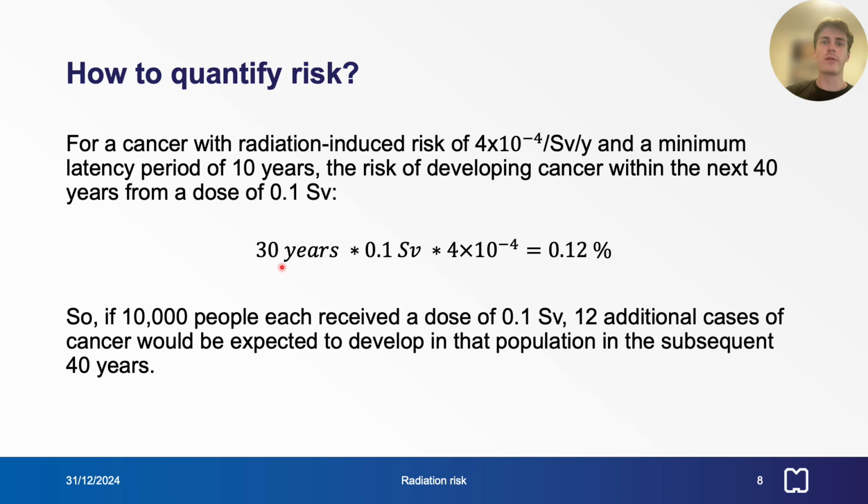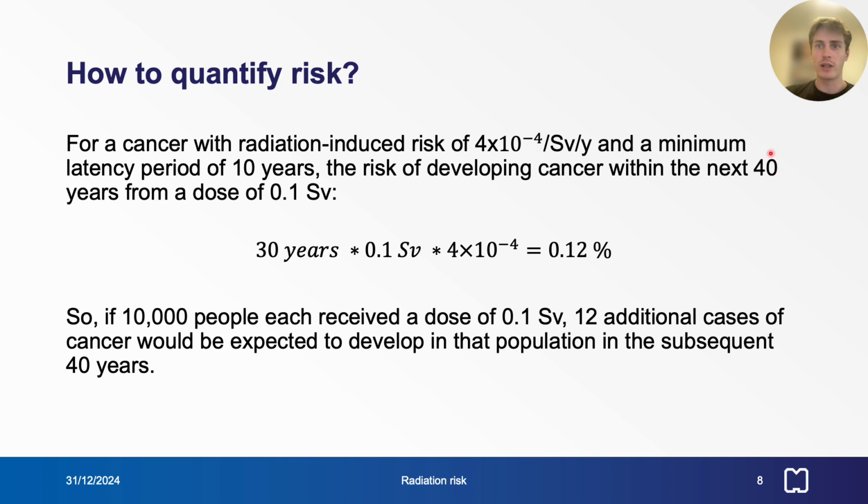Here, let's walk through an example of quantifying excess risk. So for a cancer with a radiation-induced risk of 4 times 10 to the minus 4 per sievert per year and a minimum latency period of 10 years, the risk of developing cancer within the next 40 years from a dose of 0.1 sievert can be calculated as follows.